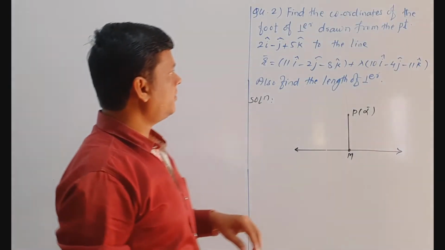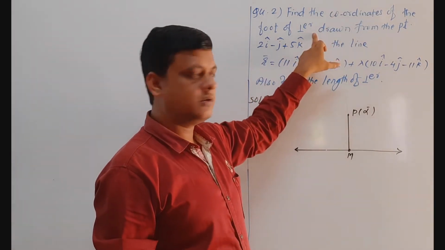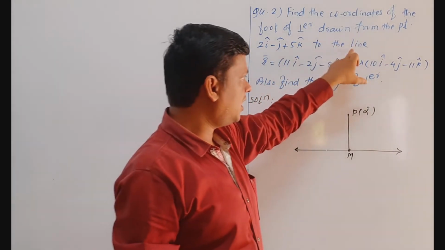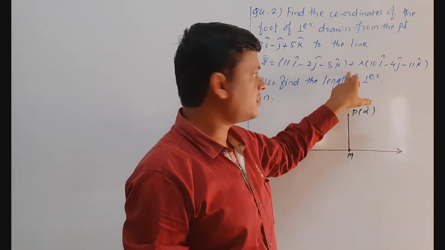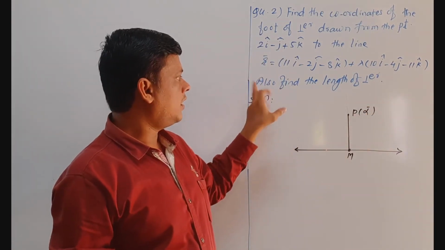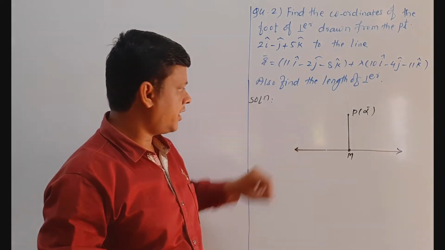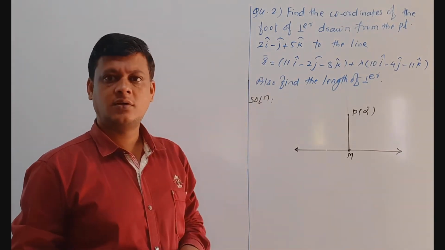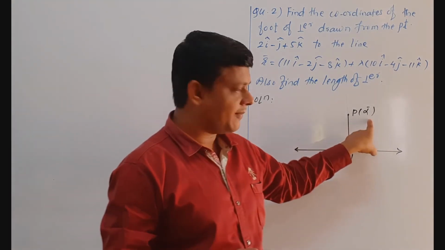Now see question number 2. Find the coordinate of the foot of perpendicular drawn from the point 2i minus j plus 5k to the line r bar equals 11i minus 2j minus 8k plus lambda into 10i minus 4j minus 11k. Also find the length of perpendicular. So we first draw here a diagram figure for the solution of this second problem. Now here P of alpha bar.